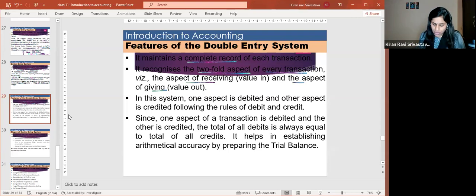In this system, one aspect is debited and the other aspect is credited. And why am I doing it? Because it follows the rules of the double entry system, and the double entry system follows the rules of debit and credit. There are three rules of debit and credit, which will be covered in the next chapter. And since one aspect of a transaction is debited and the other is credited, the total of all debits is always equal to the total of all credits. This is what I just told you.